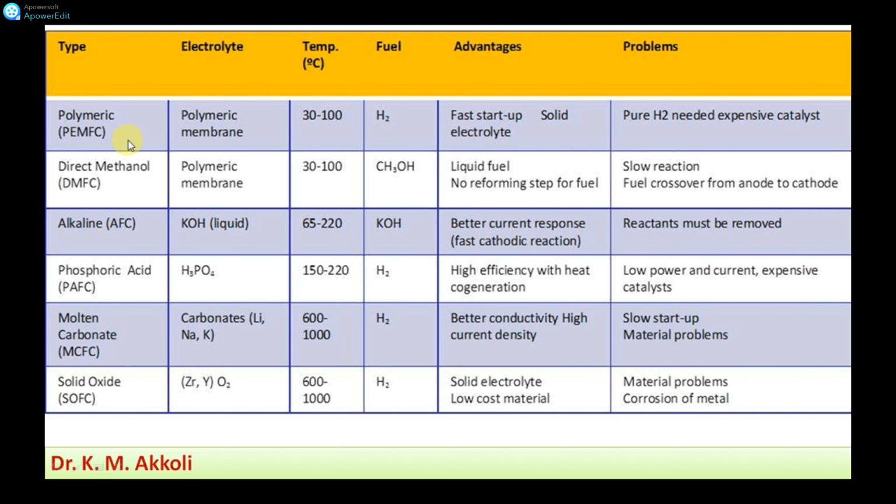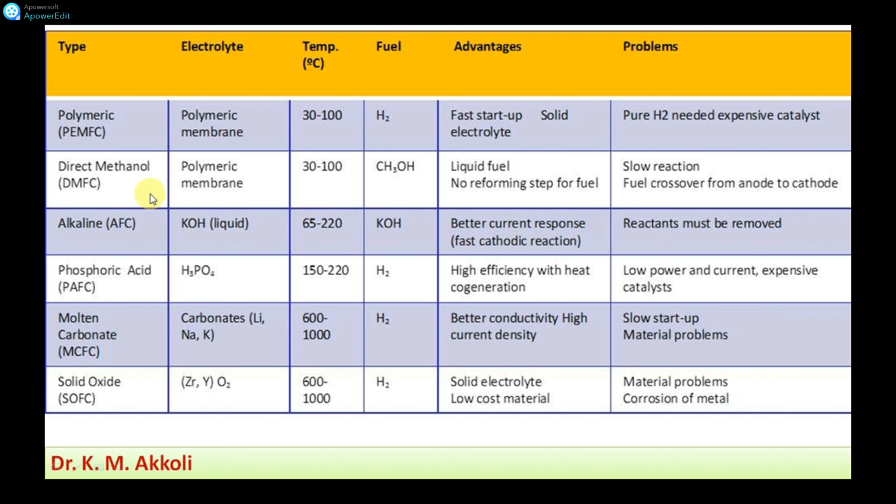The first one is the PEMFC, the proton exchange membrane fuel cell. Here the electrolyte is a polymeric membrane, the temperature is around 80 degrees Celsius, and the fuel used is hydrogen, H2. It has the advantage of fast startup and a solid electrolyte. The problems are that pure hydrogen is needed and the catalyst is expensive.